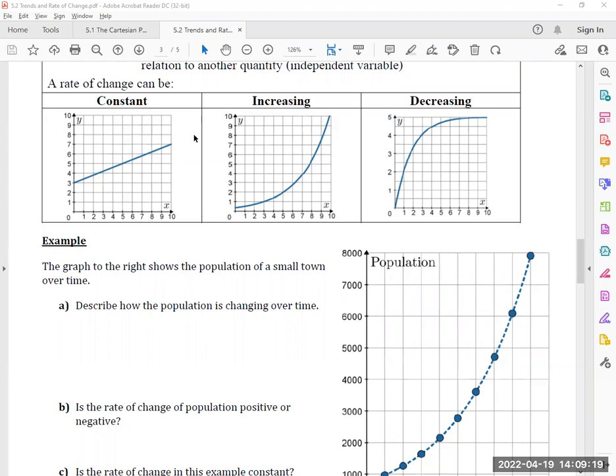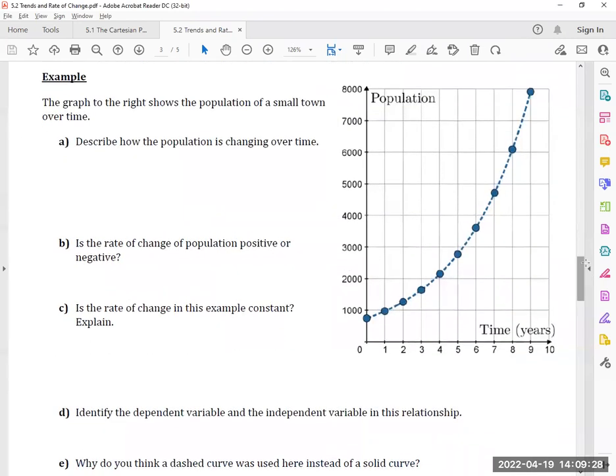Let's talk a little bit about how the change is changing using this example, and then for the rest of class, you can try some homework, all right? Example. The graph to the right shows the population of a small town over time. Before we even do the math, does that graph seem realistic to you? Why does the population seem to increase faster and faster?